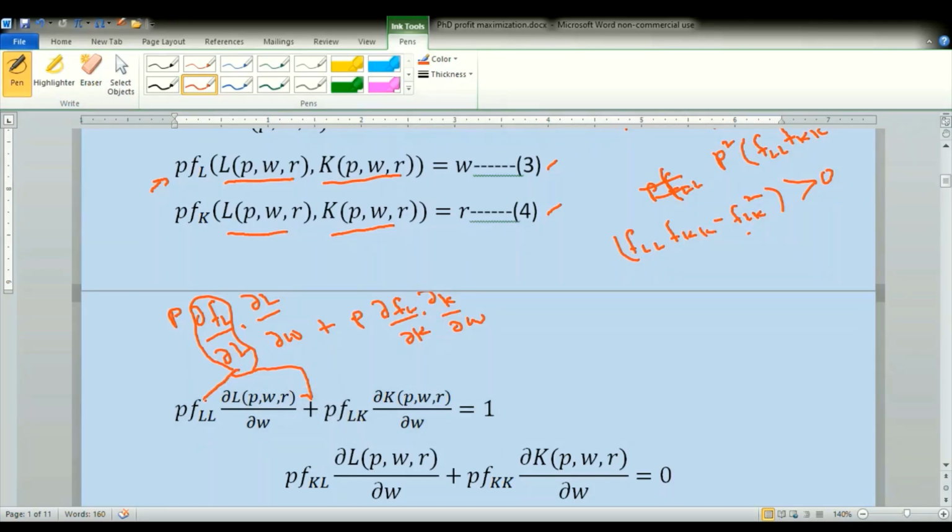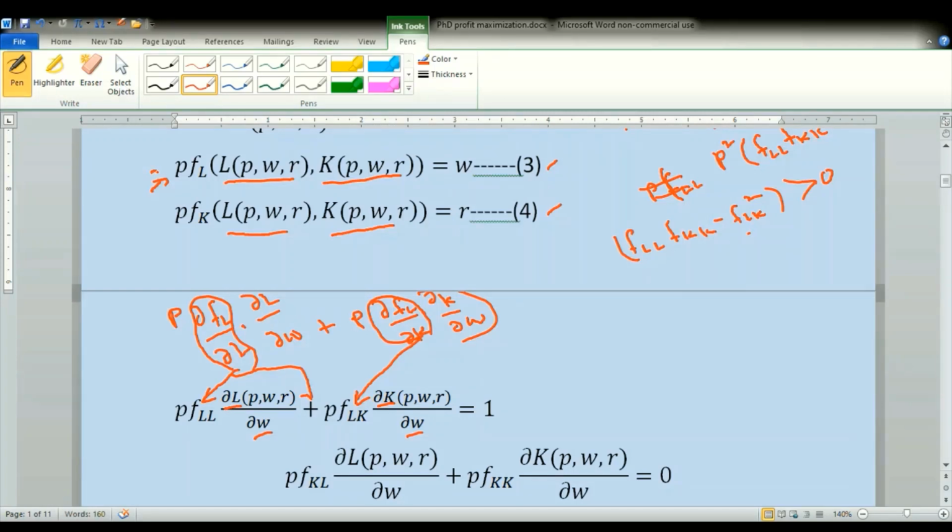Sorry, this is here, and similarly I have ∂L/∂W over here, and ∂K/∂W. So see, this is your ∂L/∂W, and this is your ∂K/∂W.